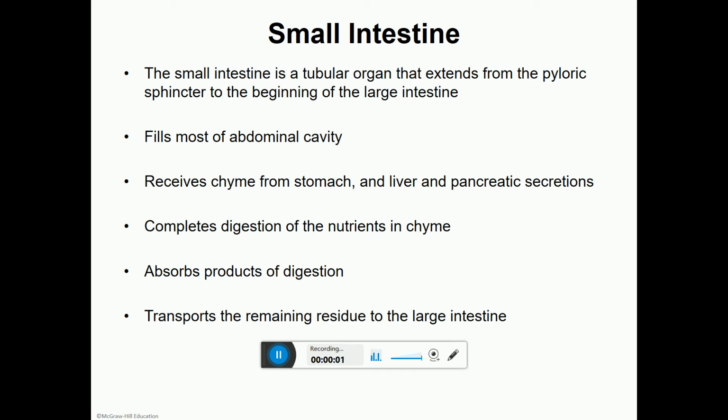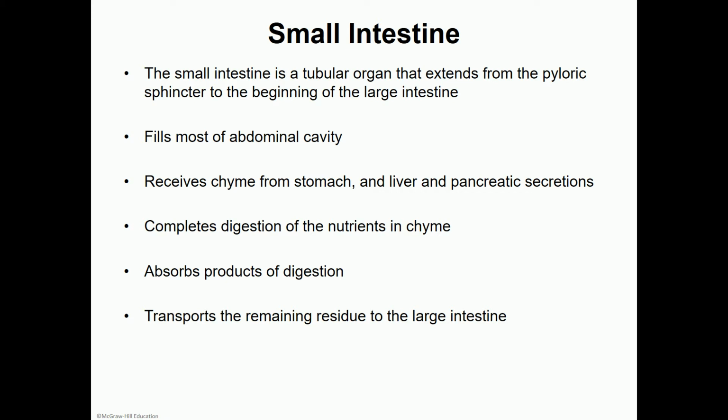Now we made our way all the way down to the small intestine, and the small intestine extends from the pyloric sphincter of the stomach all the way down until it reaches the large intestine. It fills up most of the abdominal cavity. It is a tubular organ. This is where most of digestion is going to happen, and the vast majority of absorption occurs there.